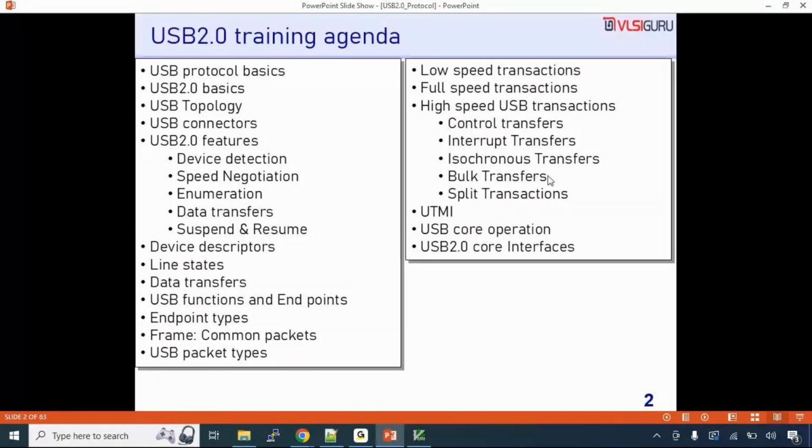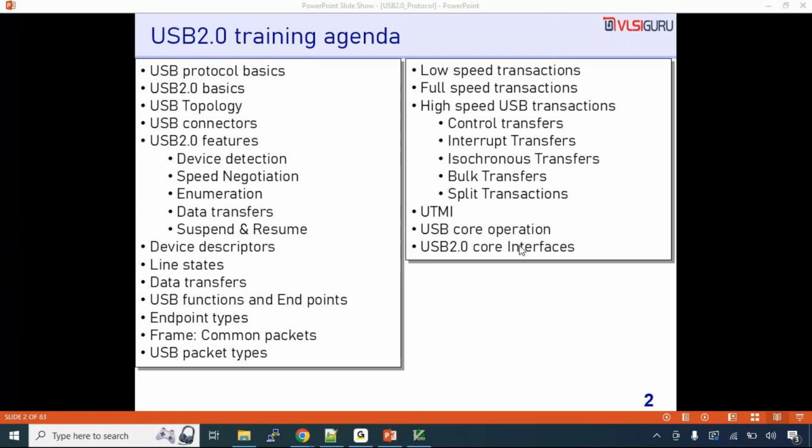Okay, so this will be the agenda. There are two slides of agenda. One slide is focused on understanding the protocol and its different aspects. What you see here: the USB 2.0 basics, the topology, connectors, the USB 2.0 features, the device descriptors, line states, the data transfers, what USB functions and endpoints are, endpoint types, different types of packets and USB packet types, low speed transfers, full speed transfers, high speed transfers, UTMI, USB core operation, and core interfaces.